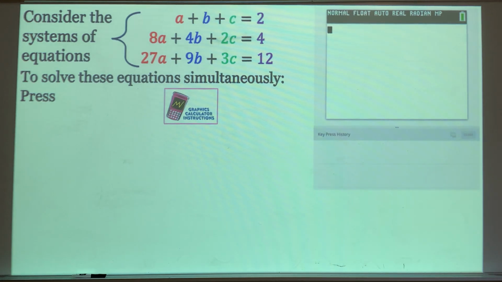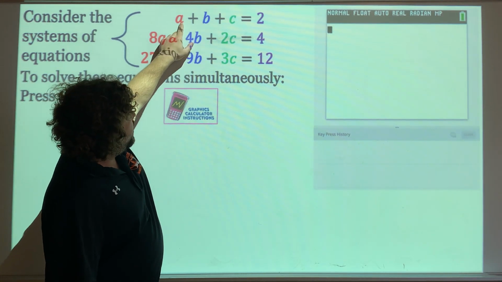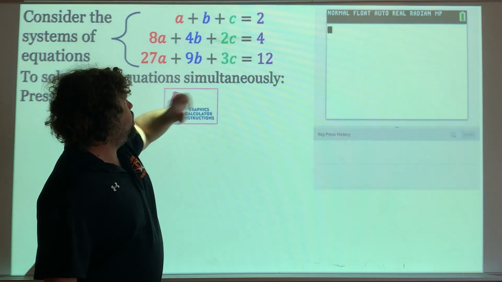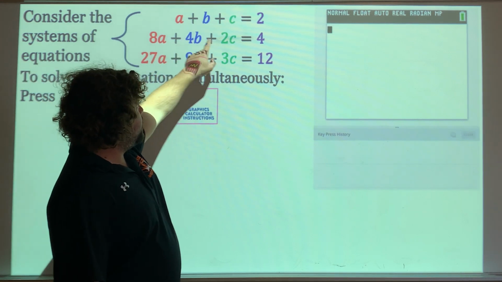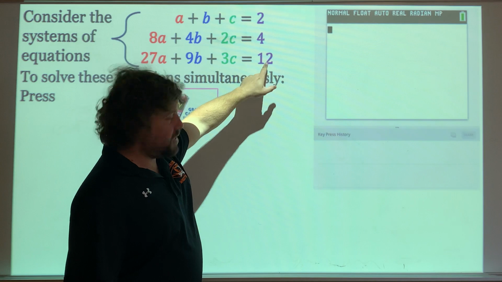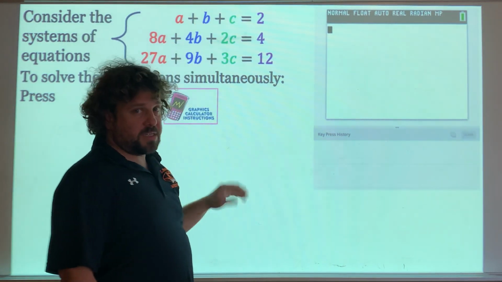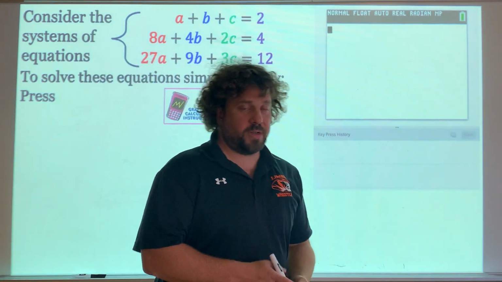So, this is where you're going to have to listen very carefully. Say we have a system of equations. Here's three equations. a plus b plus c equals 2. 8a plus 4b plus 2c equals 4. 27a plus 9b plus 3c equals 12. We're going to create these later on, but for now, you just got three equations with three values and you want to solve for each value.